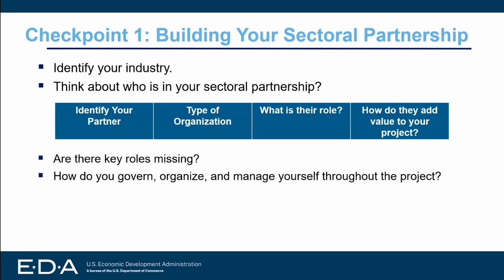So checkpoint 1 helps you assess whether you have the right partnership structure in place. You should be able to clearly articulate who your partners are, what type of organization each partner represents, the role they will play in your project, and the value add that they are bringing to the project. You should consider, as you're putting this together, what partner is missing, what role is missing. For example, if you're proposing training, but you've not yet identified a training provider, that is a gap that should be addressed, and you should be identifying a partner to fill that.